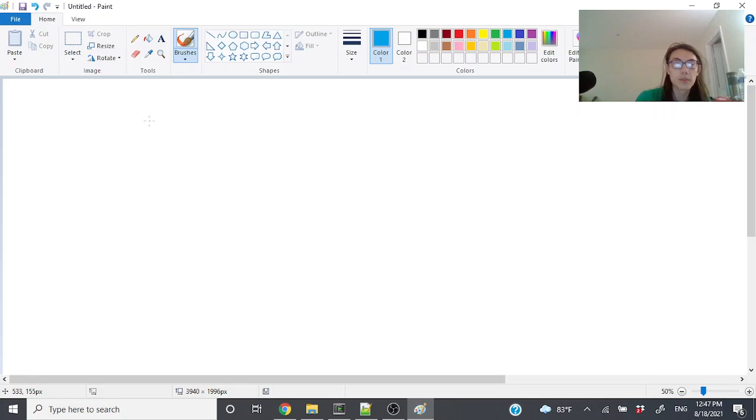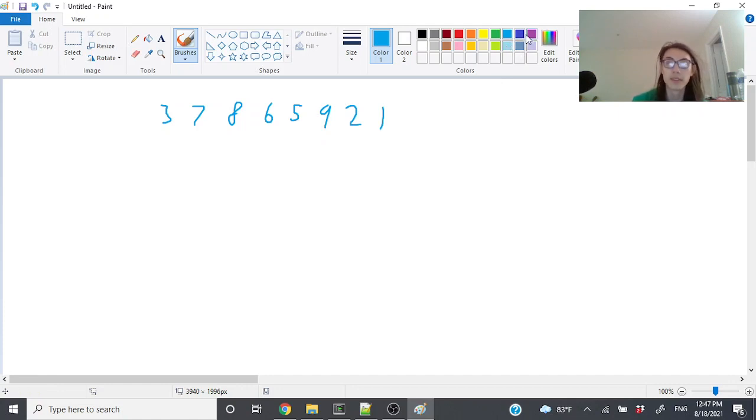Basically, consider some number like 3, 7, 8, 6, 5, 9, 2, 1, something. The digits don't have to be distinct, of course. Say k equals 4. What we want to do is maximize the length of the prefix that works.